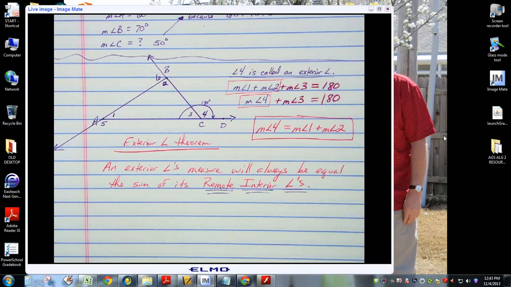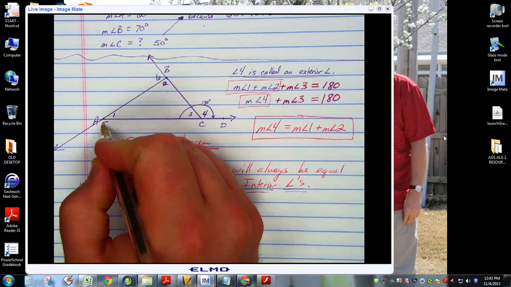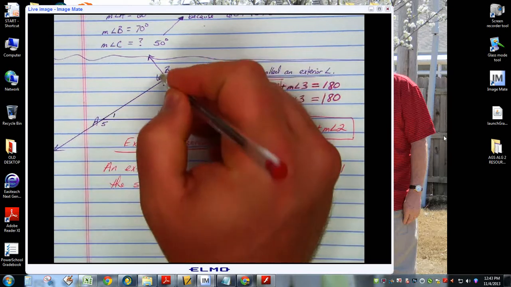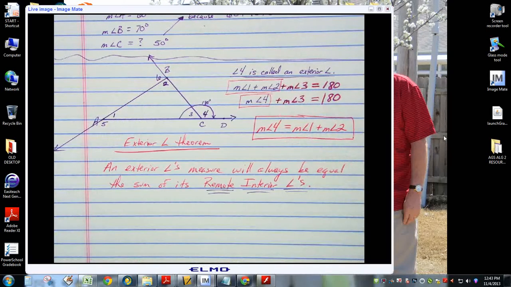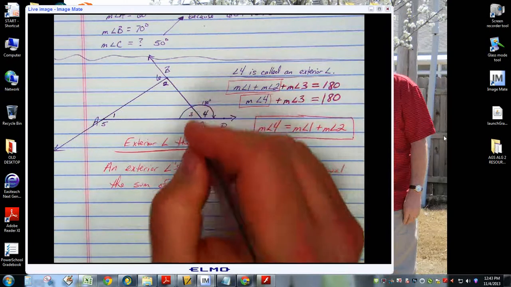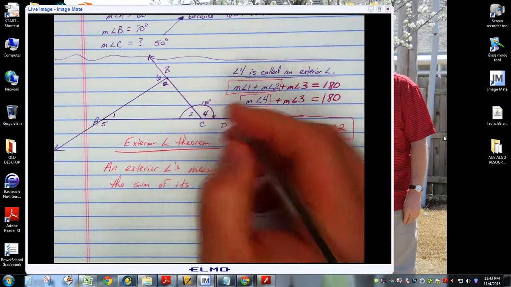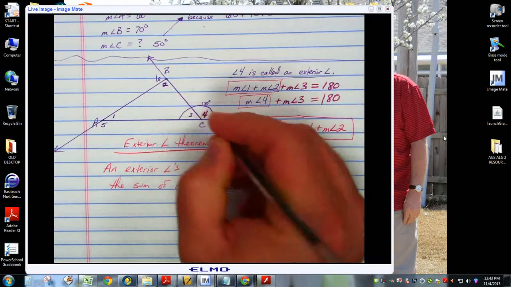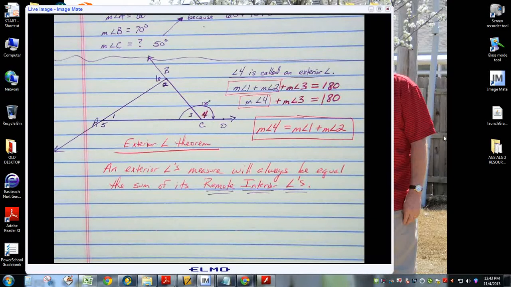So quit trying to just find another. Is 5 an interior angle? No. Is 6 an interior angle? No. So could 1 and 2 be its remote interior? But 4 is not an interior angle, it's exterior. Angle 4 has 2 remote interior angles.